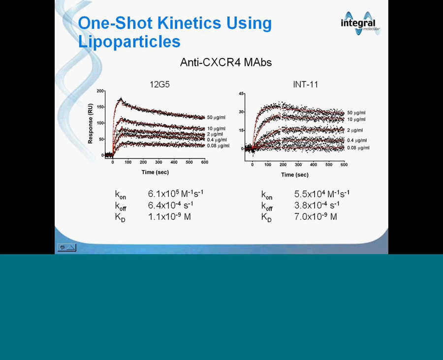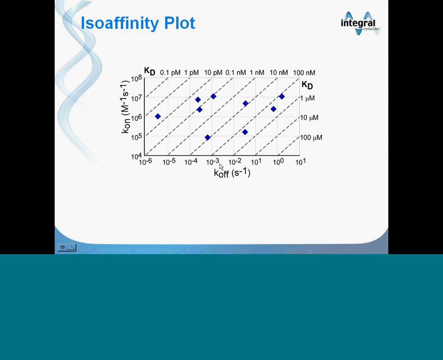The second assay I'm going to describe is the lipoparticle binding assay. In this assay, antibody is either directly attached or captured onto the chip surface, and then lipoparticles are flowed across. This is a method that can be used to rapidly screen a panel of antibodies or hybridoma supernatants and get a relative ranking of their affinities. I'm going to show you 2 examples of this assay.